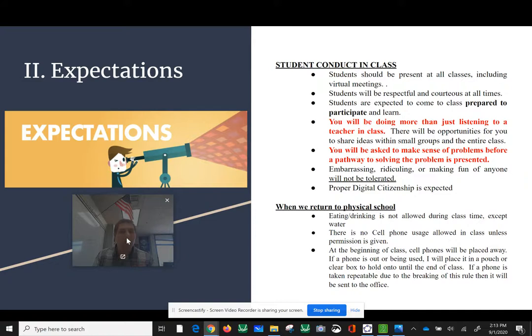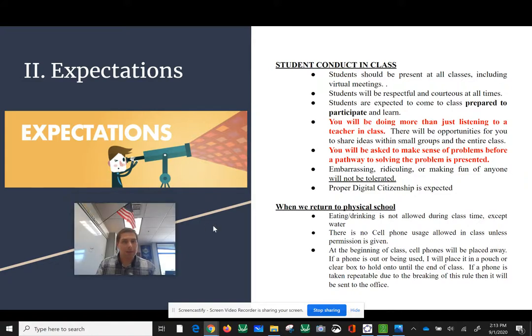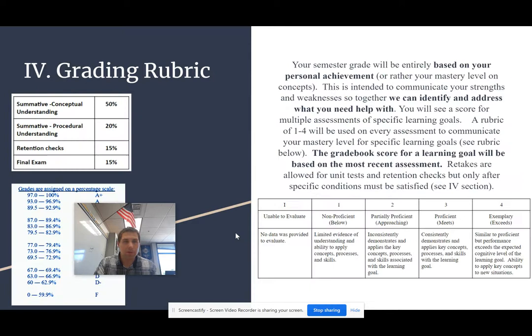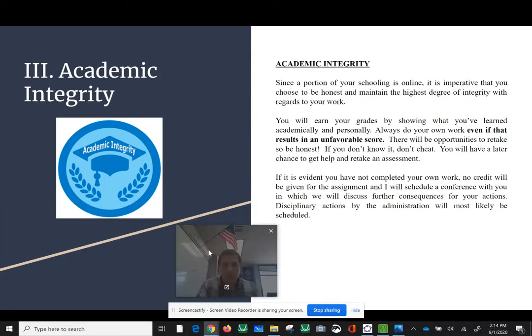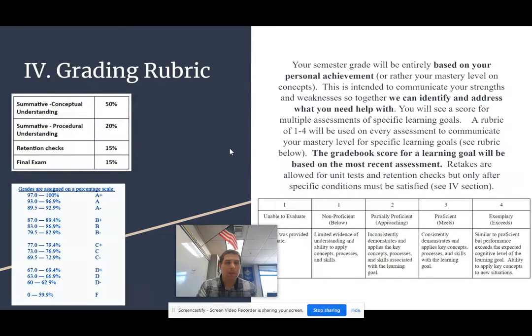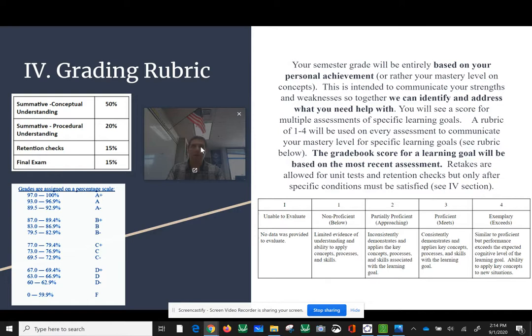So don't worry if an idea or concept didn't make sense or if a homework didn't go well. There will be opportunities to get the help that you need at a later time. Those are just a few expectations. Academic integrity is pretty self-explanatory. We expect honesty there.